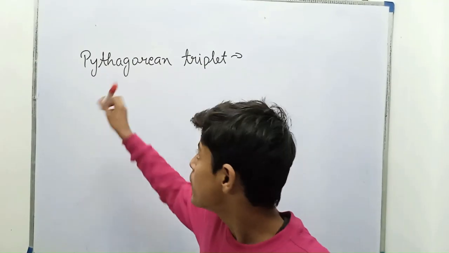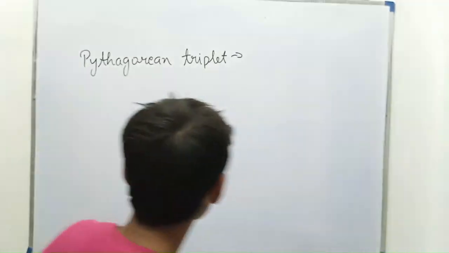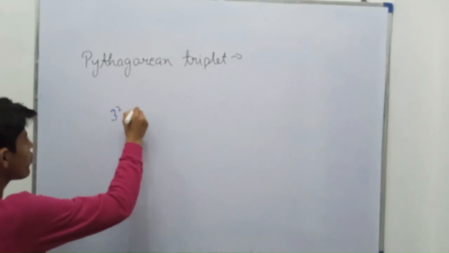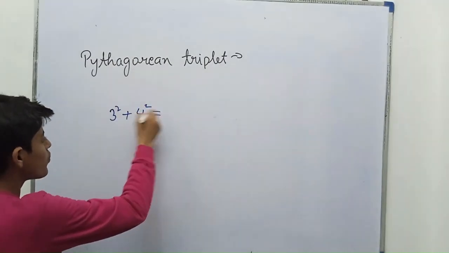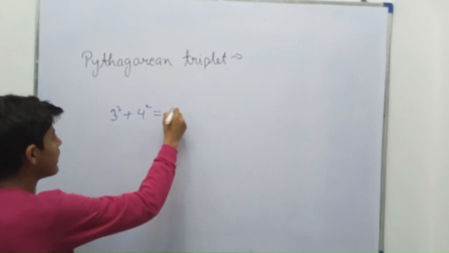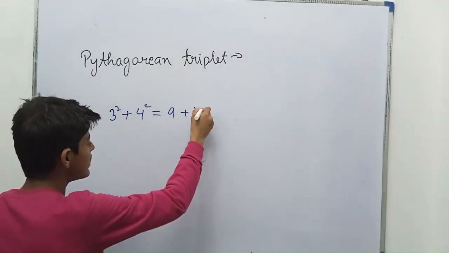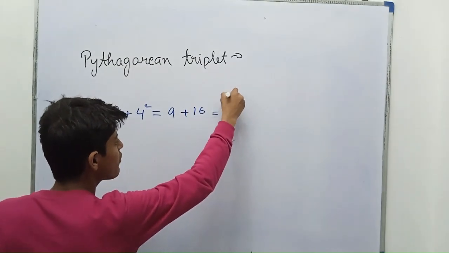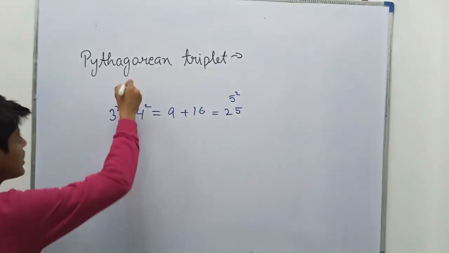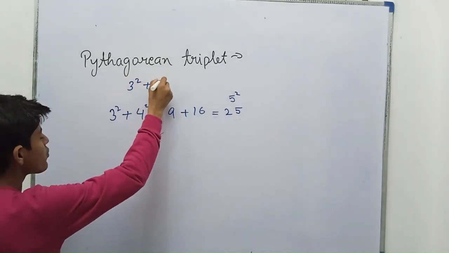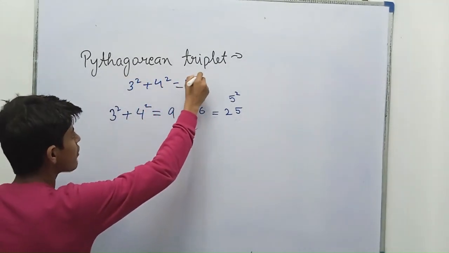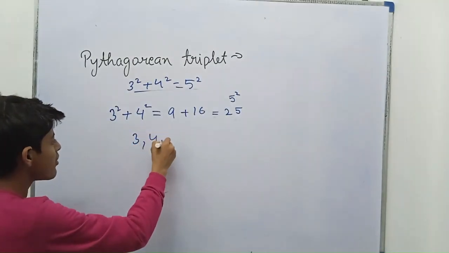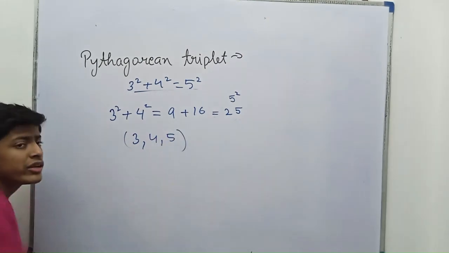Now guys, we will study Pythagorean triplet. Now what is it? If I take an example of 3 square plus 4 square, what is 3 square? It is 9. And what is 4 square? It is 16. If we add these both, we get 25. 25 is the square of 5. So 3 square plus 4 square is equal to 5 square. This is the Pythagorean triplet, like this: 3, 4, 5. 3, 4, 5 is the Pythagorean triplet.